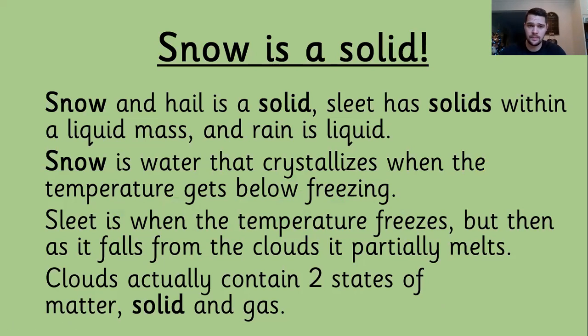So let's break that down a little bit. Snow is water that crystallizes when the temperature gets below freezing, and that crystallization you see in snowflakes. So you might want to Google snow crystallizing, and you see some really cool pictures. Sleet is when the temperature freezes, but then as it falls from the clouds, it partially melts. And interesting fact, clouds actually contain two states of matter, solids and gases, and only during precipitation do liquids come into action.